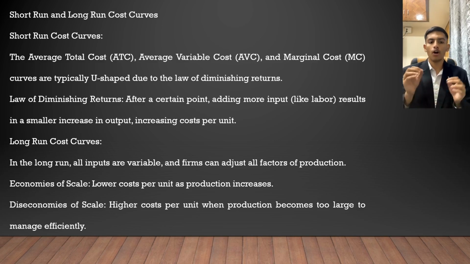In the long run, all inputs are variable and firms can adjust all factors of production. So economies of scale means lower cost per unit as production increases. In the long run, we can clearly see that though the production is increasing, the costs are reducing. So this leads to a concept called diseconomies of scale.